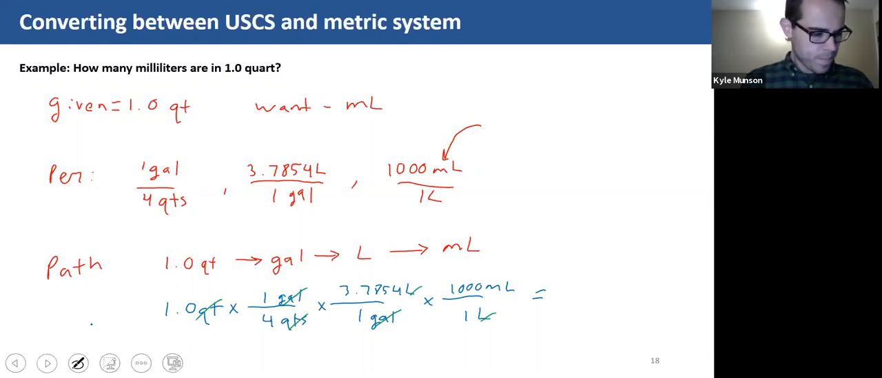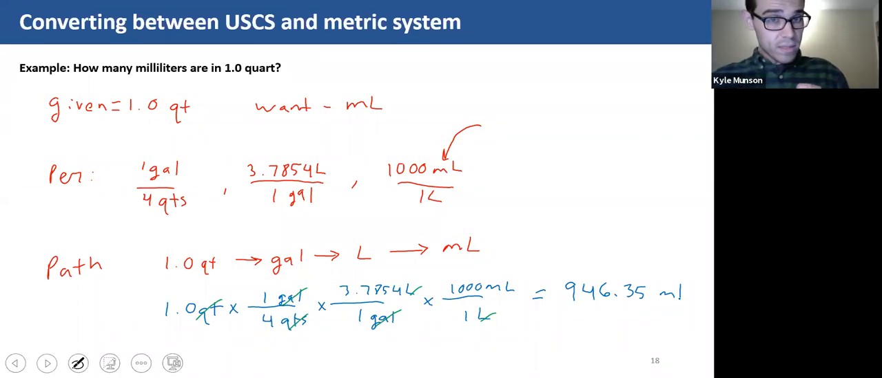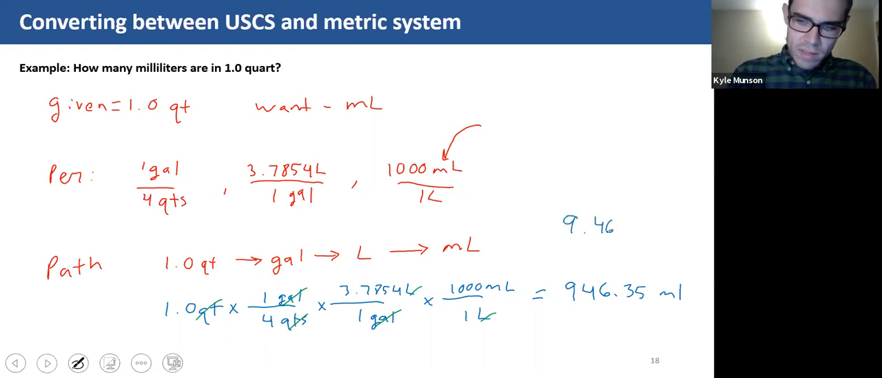So I get 946.35 milliliters. Okay, well, is this correct? Because remember, we still have to express our numbers using the correct amount of significant figures. Okay, so is this correct? No, all right, not quite yet. So let's get again in the habit of expressing this number in scientific notation. So when I do that, I express it as 9.4635 times 10 to the 2 milliliters.